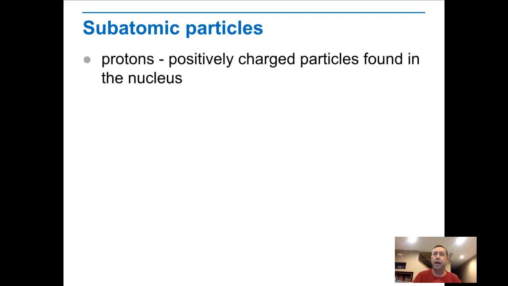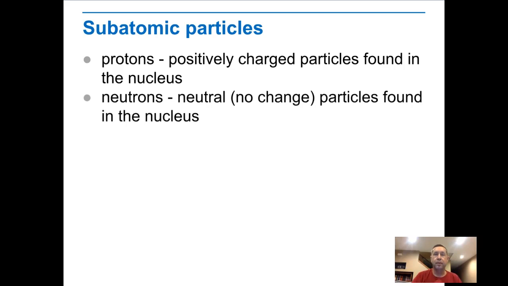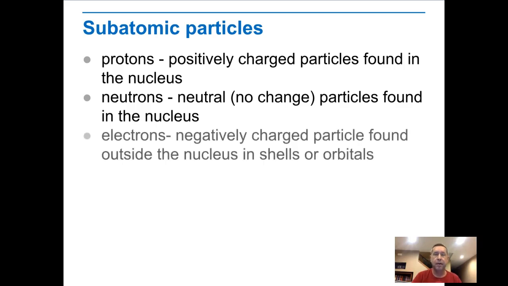So protons are positively charged particles found in the nucleus. Neutrons are neutral particles or have no charge, and they're found in the nucleus as well, and they make up most of the mass of the atom. And then there are the electrons.